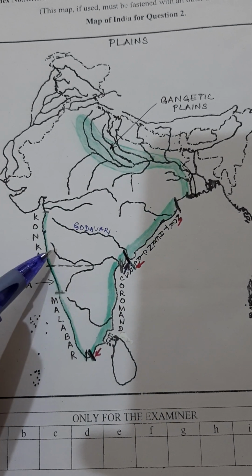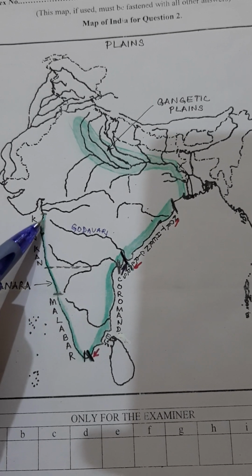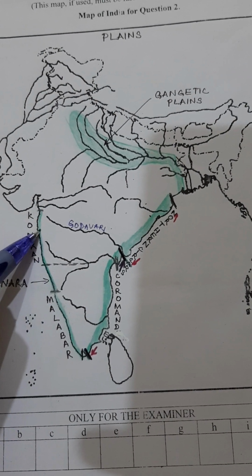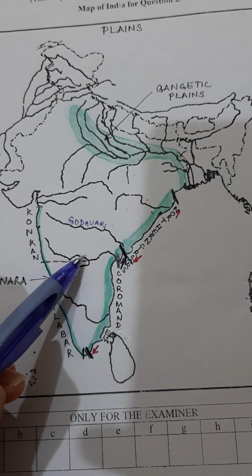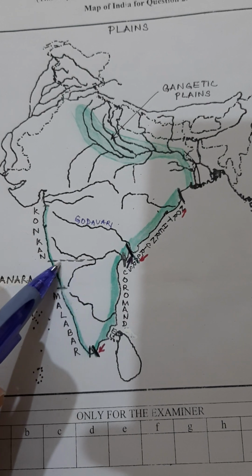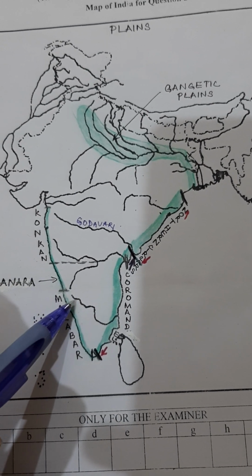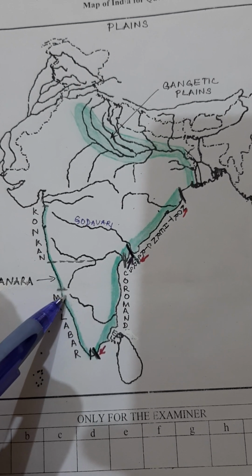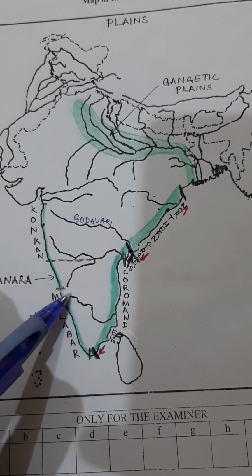Then we are marking the Konkan coast, the western coast, the coast of Maharashtra actually. This is the Konkan coast. And notice this is almost like an inverted Y. So from this point of the Y, you draw a line. So this shows the extent of Konkan coast. And this is the boundary of the Malabar coast in line with river Kaveri.